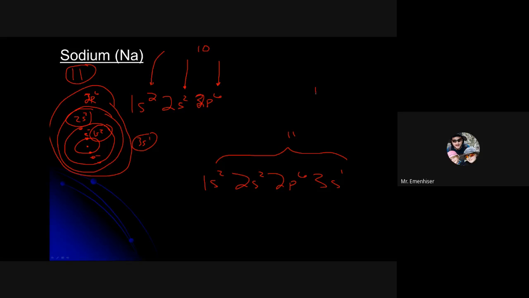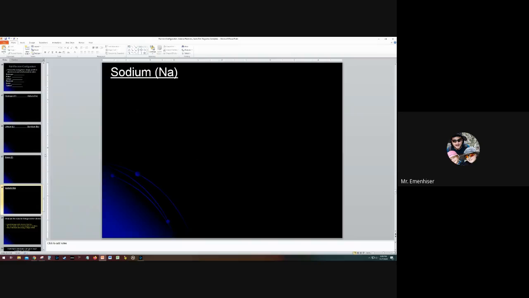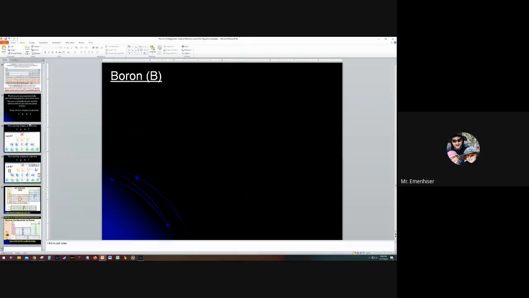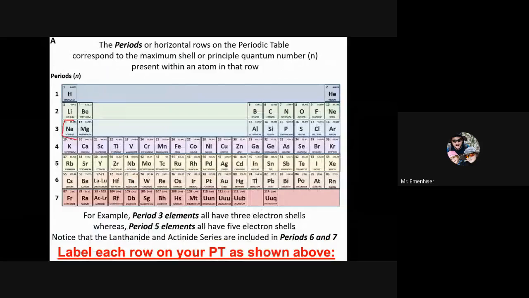So I got 2 electrons in the first shell. And then I got 2 electrons in the second shell. Looks like that. I got 6 electrons in the 2p. And then I got the last 1 electron in the 3s. All right, so let's go back and look at sodium on the periodic table and see if we understand that. Come here, Mr. Sodium. I want to have a chat with you. All right, Mr. Sodium. Here's sodium. Let's look at this.